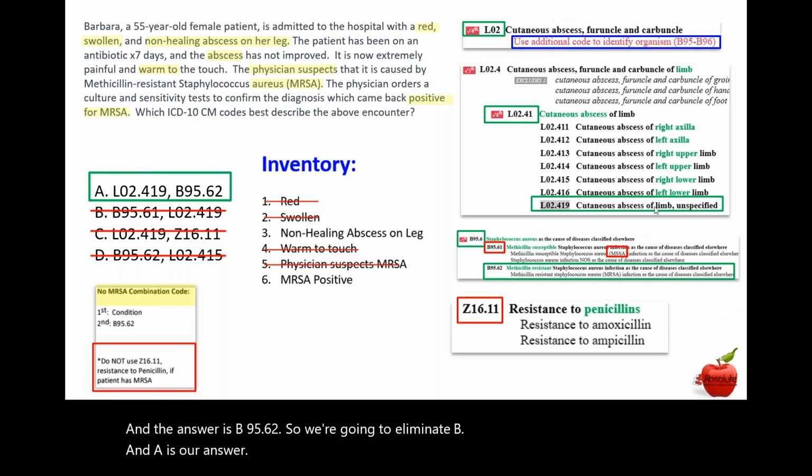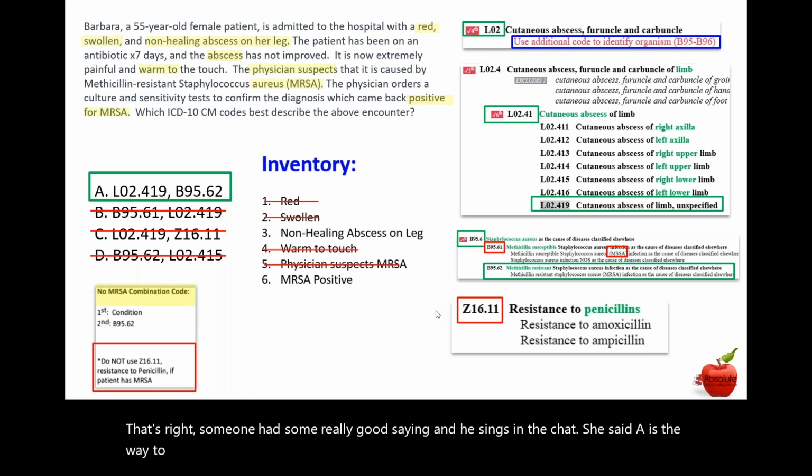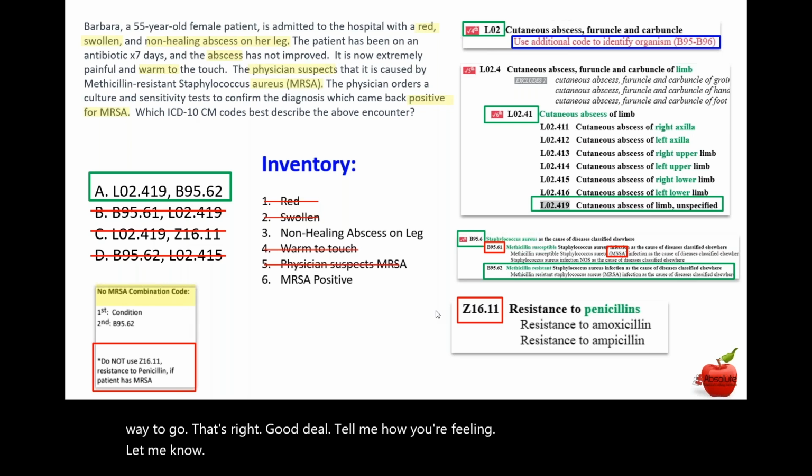All right, coders, how you doing? That's right. Someone had some really good sayings in the chat. She said, A is the way to go. That's right. Good deal. Tell me how you're feeling. Let me know. I want to know.